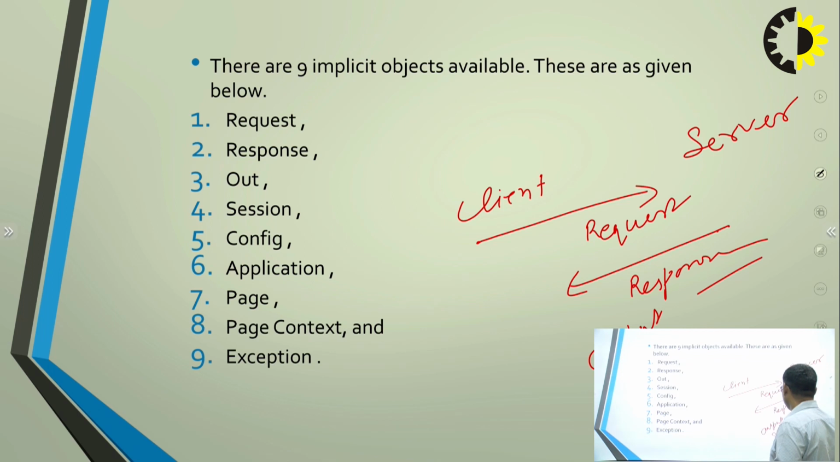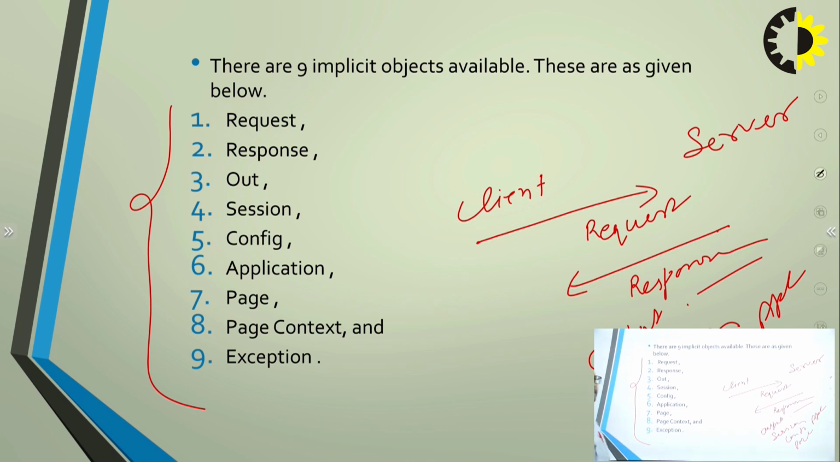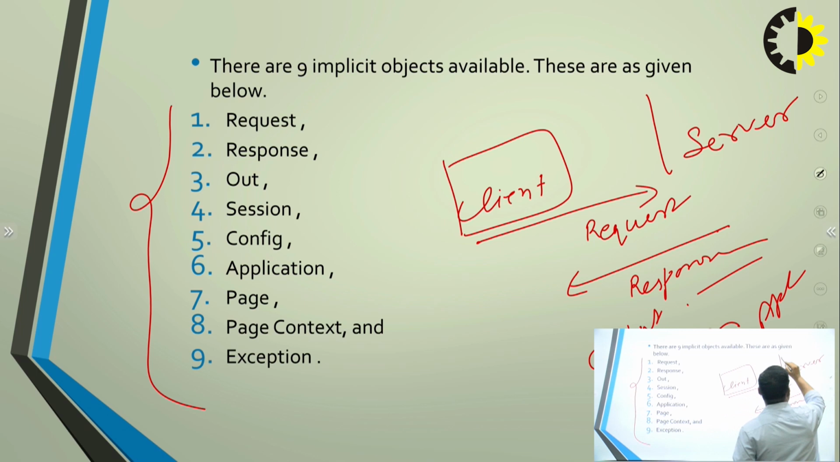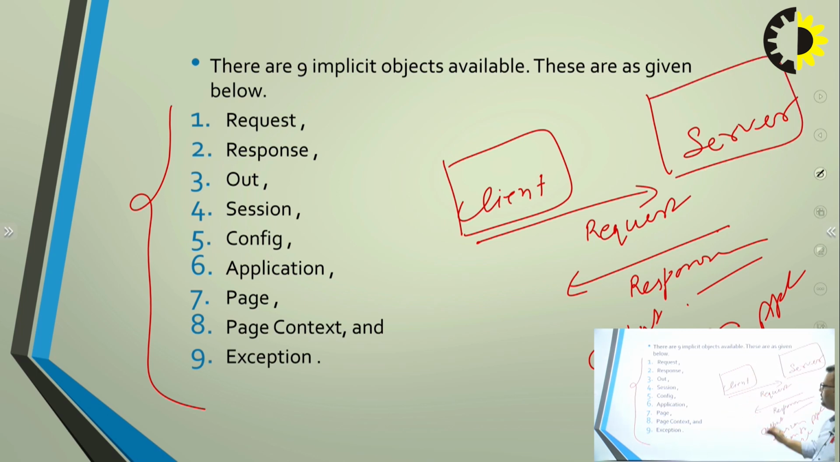session, config, then page, then application. Means all 9 implicit objects will be available in this process, between client and server. These types of objects will be applied or are working actively in this process from client to server.